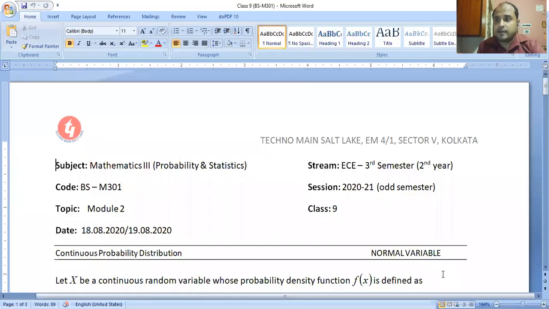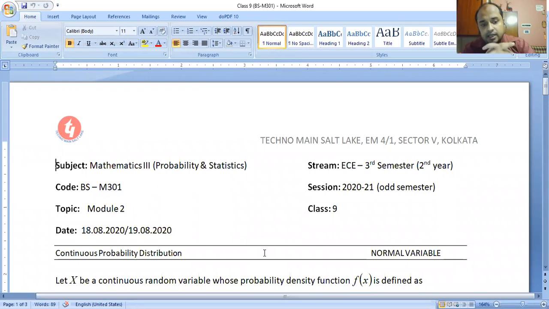So where is this? Yeah, this one. So my today's topic, can you see this new screen? Yes, sir.